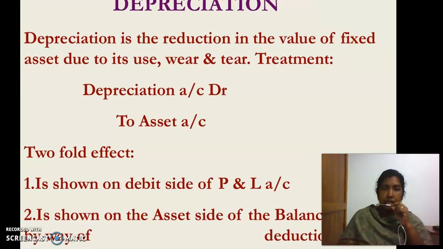Then the next adjustment is depreciation. Depreciation is the reduction in the value of a fixed asset due to its use, wear and tear. The accounting treatment is depreciation account debit to asset account. This adjustment has a twofold effect. The first one is shown on the debit side of the profit and loss account. The second one is shown on the asset side of the balance sheet by way of reduction from the concerned asset.